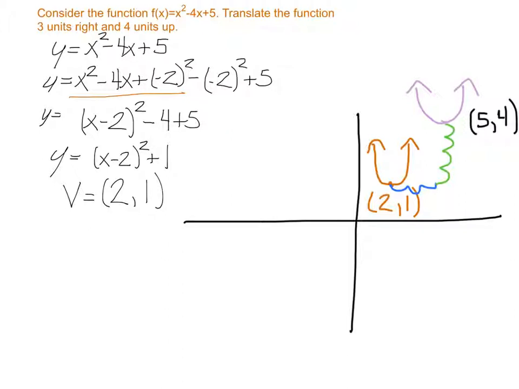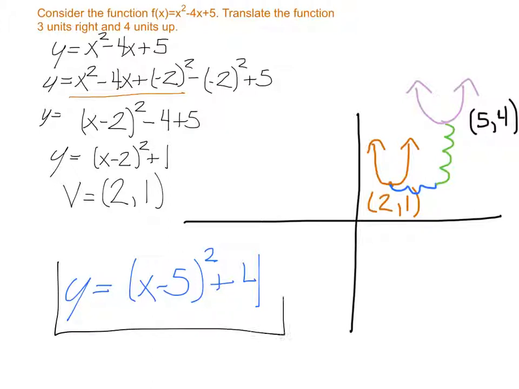I know how to write, once I'm given the vertex, a parabola with a given vertex in vertex form. All I have to do is come in, and I'm going to write out my final answer. It's going to be y equal to x minus 5 raised to the second power plus 4. So this is my final answer. This is my original parabola, only it's been translated 3 places to the right and 4 places up.